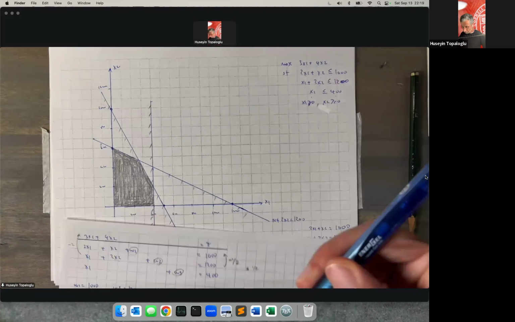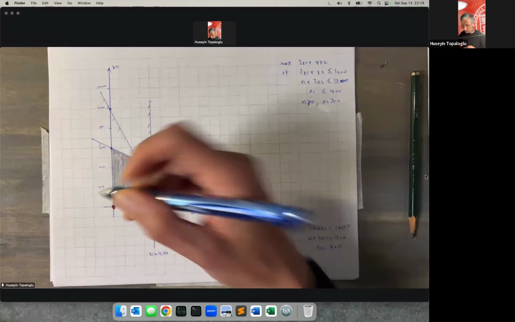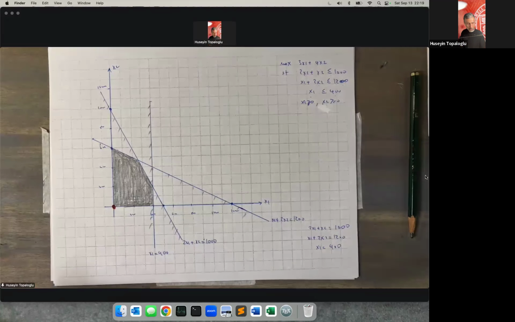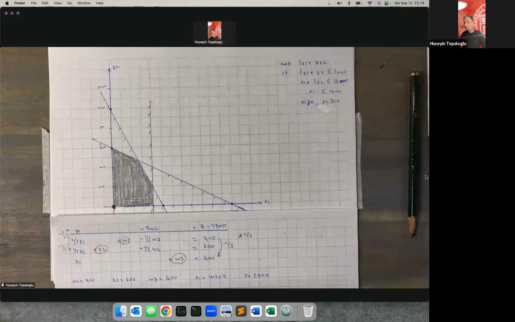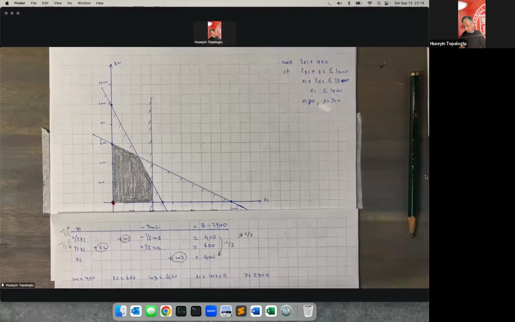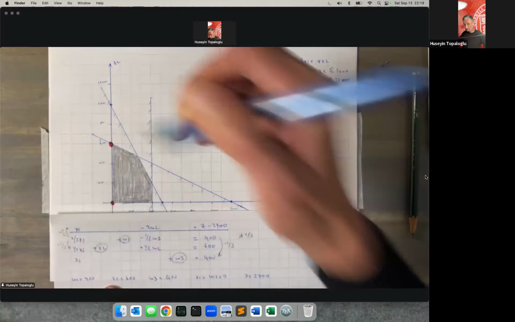Where is that solution? X1 equals 0, X2 equals 0. This is the solution that we had in the first iteration. Here is the system of equations that we had in the second iteration of the algorithm. What is the solution in this system of equations? X2 is 600, X1 is 0. It's that point.